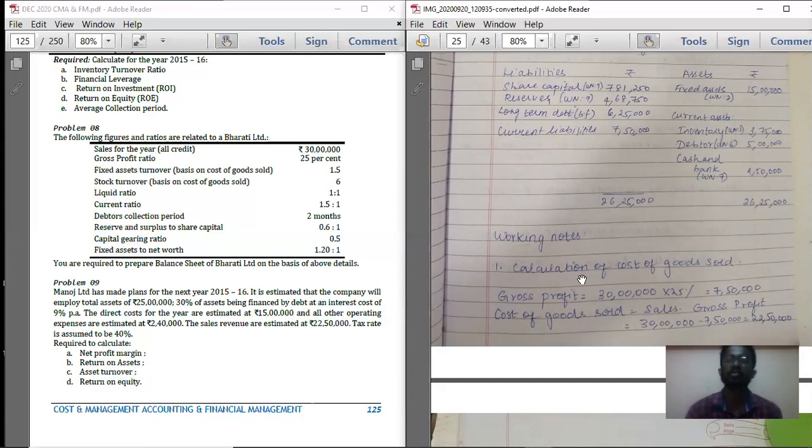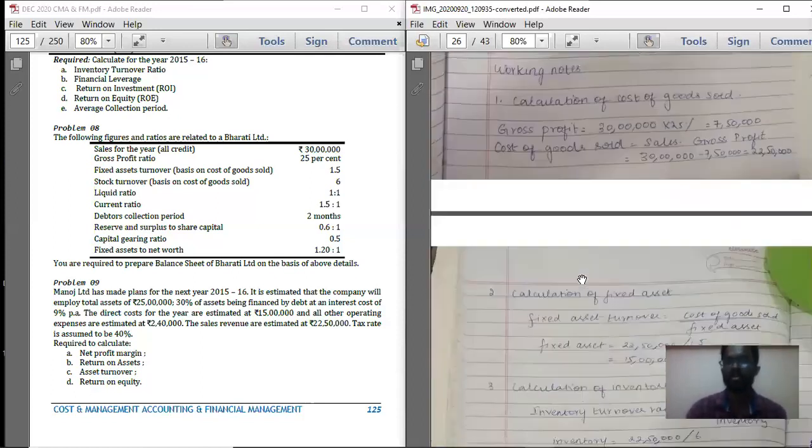Below that, gross profit is equal to 30 lakhs into 25%, which is equal to 7,50,000. So we have found gross profit is 7,50,000. Below that, cost of goods sold is equal to sales minus gross profit, which is equal to 30 lakhs minus 7,50,000, which is equal to 22,50,000.